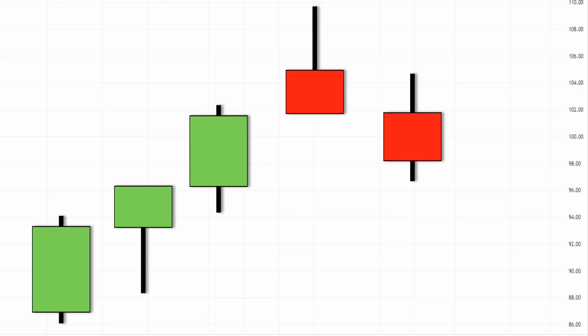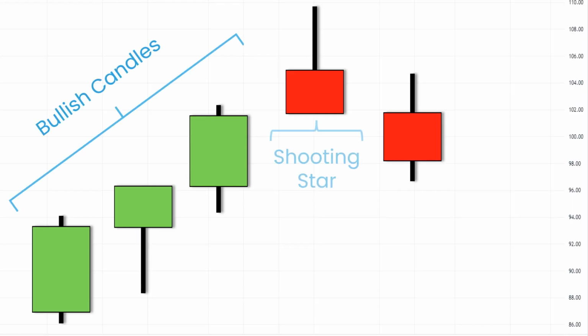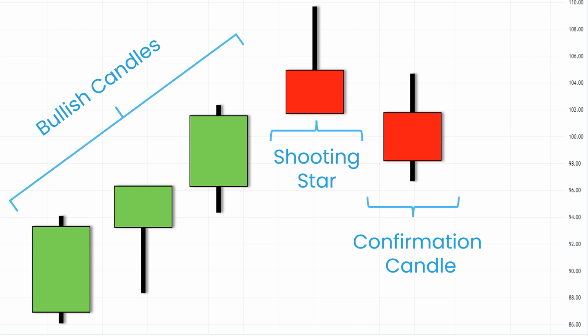So let's break it down. Here's the example. We've got ourselves some bullish candles. We got our shooting star at the top, and then the confirmation to the downside. Now, to continue my thought with what I wanted to start off with, this shadow here has to be 2 to 3 times larger than the body. And the ideal shooting star does have a small body on the lower part of it.